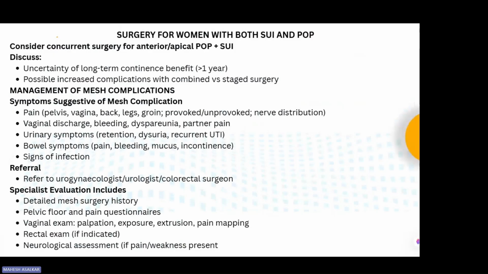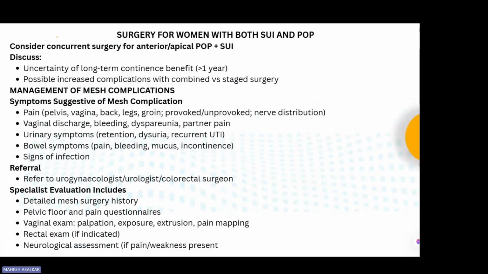Then management of mesh complication. Symptoms suggestive of mesh complication may be pain such as pelvic, vaginal, back pain or leg pain, groin pain, provoked or unprovoked, along the nerve distribution. There can be vaginal discharge, bleeding, dyspareunia, partner pain. Urinary symptoms such as retention, dysuria, recurrent urinary tract infections, bowel symptoms like pain, bleeding, mucus, or incontinence, and signs of infection can be there. And these are the symptoms which are suggestive of mesh complication.